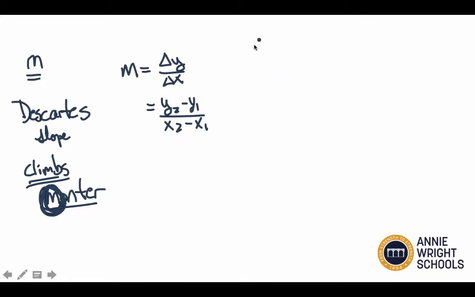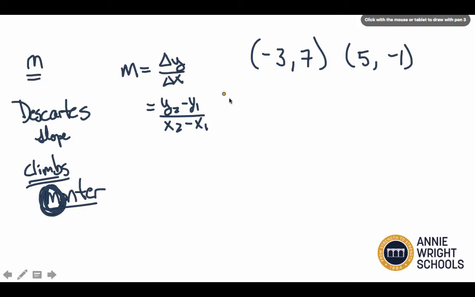Let's take another example. Something like -3, 7 and 5, -1. Do this problem on your own, pause the video, and then we'll go over the answer.